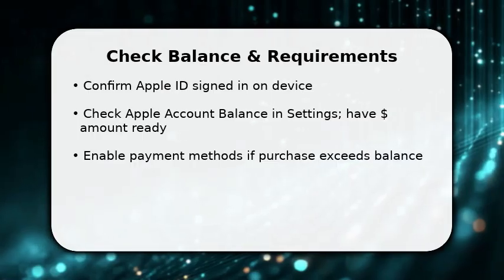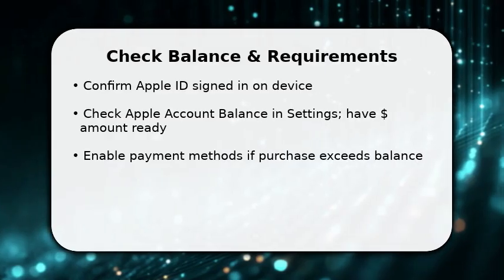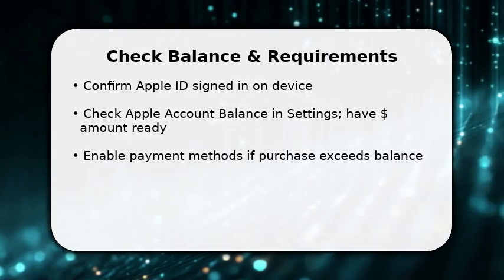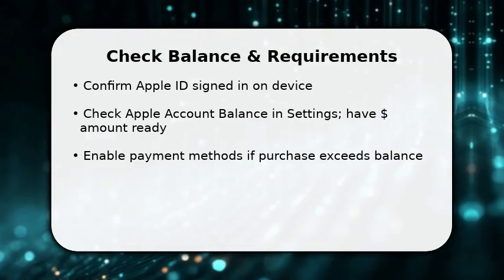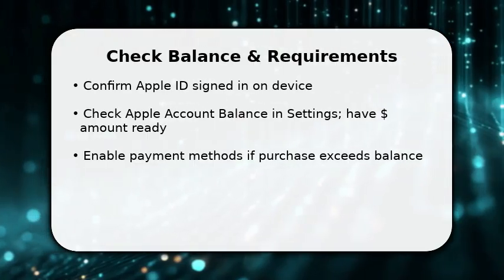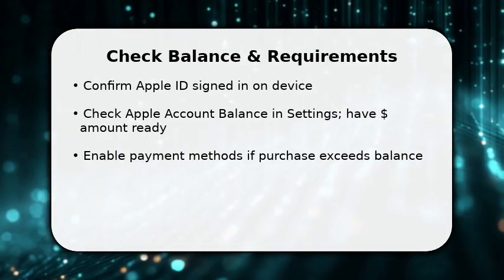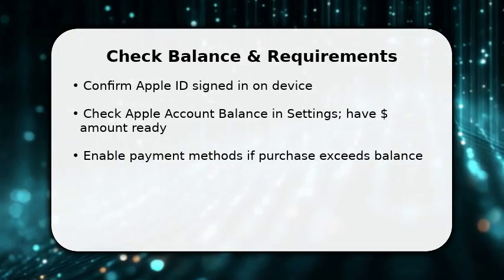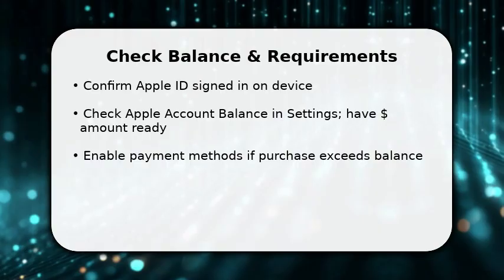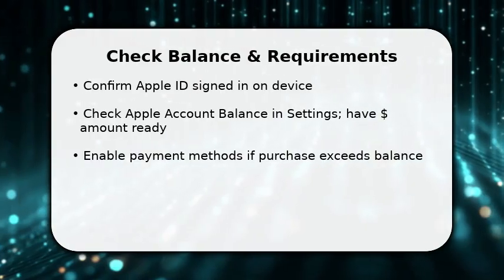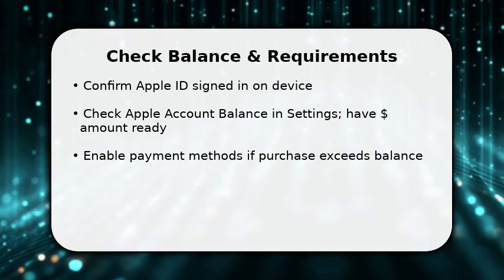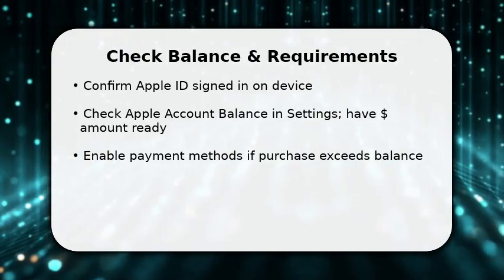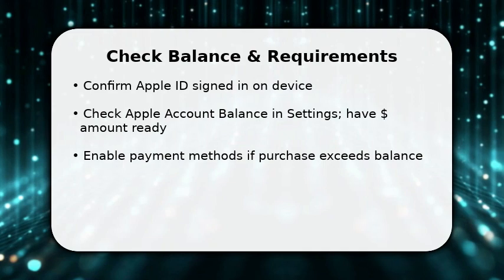You start by confirming you're signed into the Apple ID on the device you'll use. That matters because transactions tie to a single account. Once done, open Settings or the App Store to view your Apple account balance and note the exact dollar amount. Make sure you have a backup payment method ready in case the item costs more than your balance. This prevents failed purchases. You'll use this information immediately to pick an item and complete checkout with the balance applied.